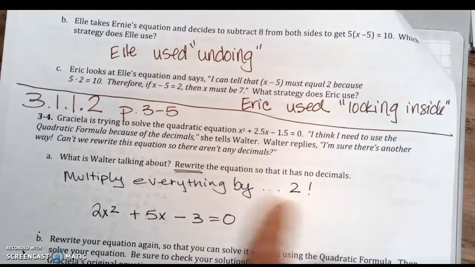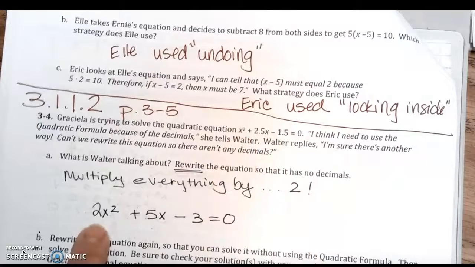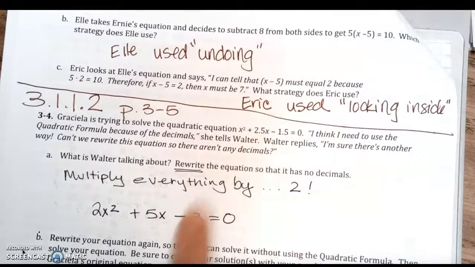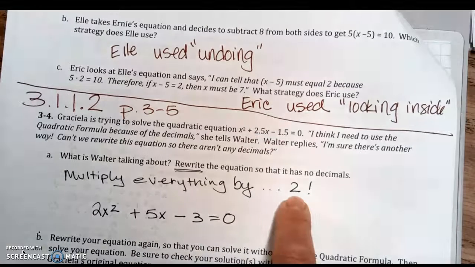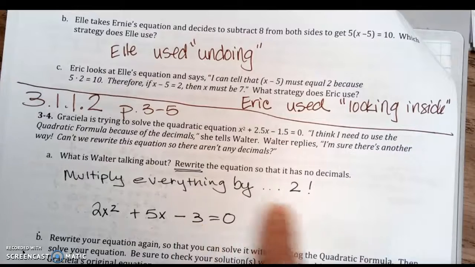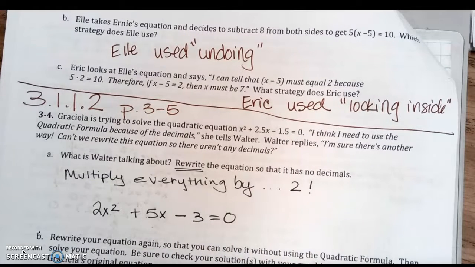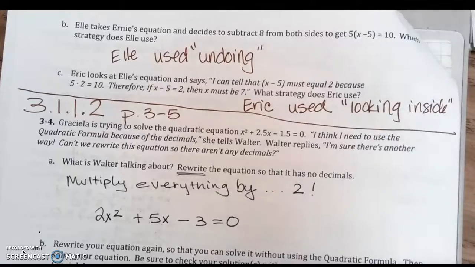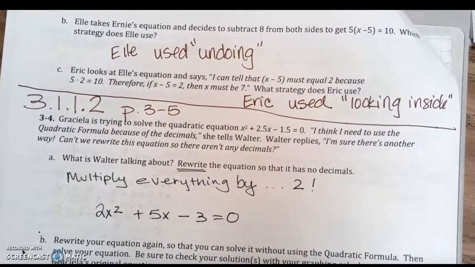So we're going to take 2 and multiply it times x squared to get the 2x squared. We're going to take the 2 and multiply it by 2.5x to get 5x. And then we're going to take 2 and multiply it by the negative 1.5 to get minus 3. And then obviously 2 times 0 is 0. So we've got this new equation, 2x squared plus 5x minus 3, and our decimals are all gone. Okay? CPM refers to that as rewrite, because it looks like a whole new equation. Any questions on A? No.